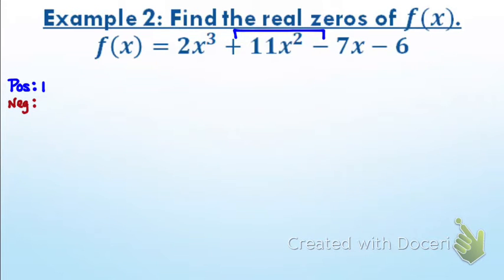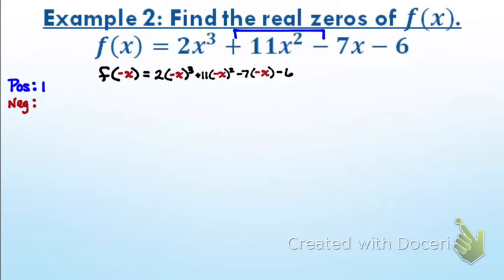Then for the negatives, we're going to substitute negative x in the place of x. So I have 2 times negative x cubed plus 11 times negative x squared minus 7 times negative x minus 6. How would this simplify now?